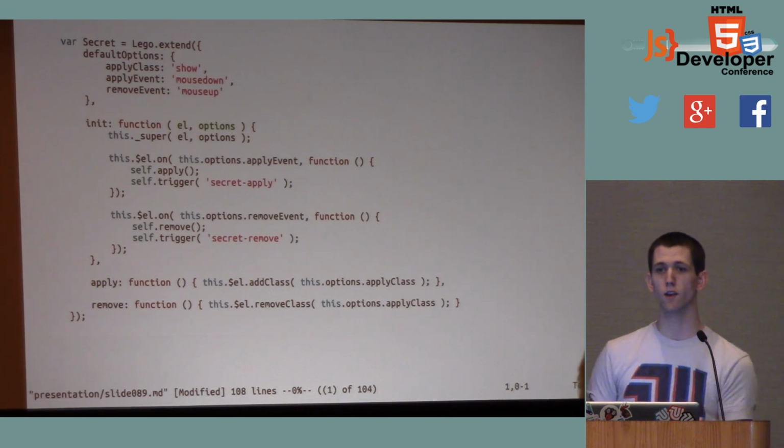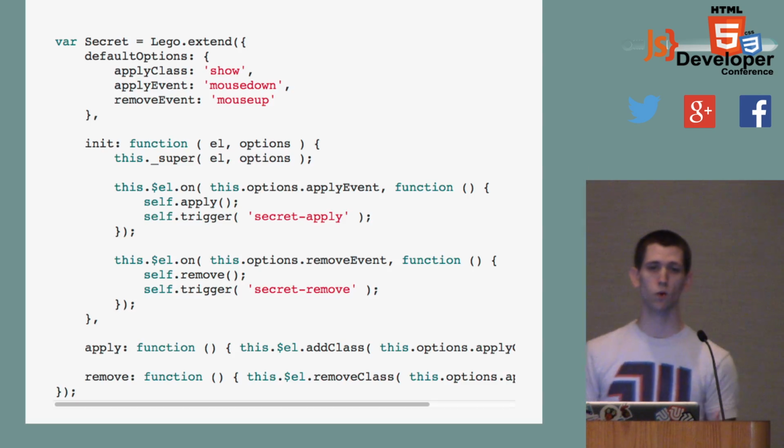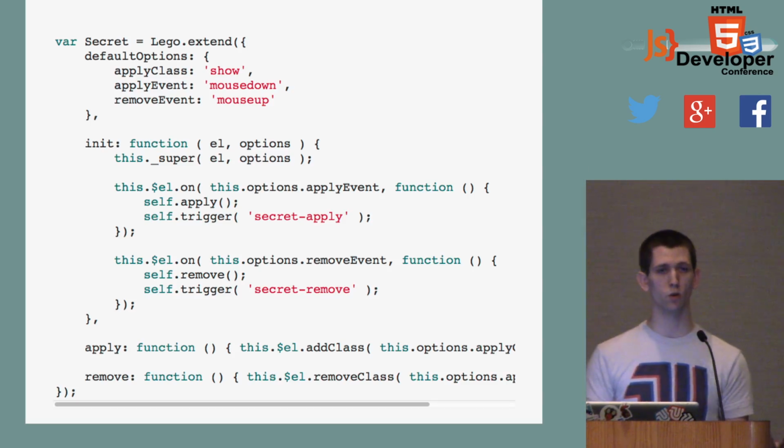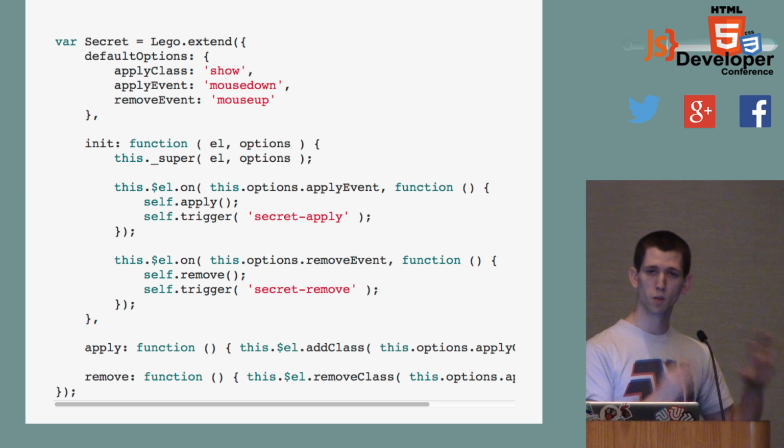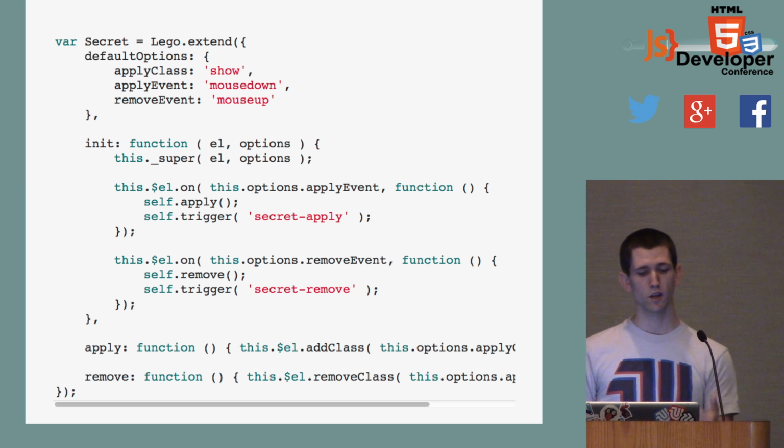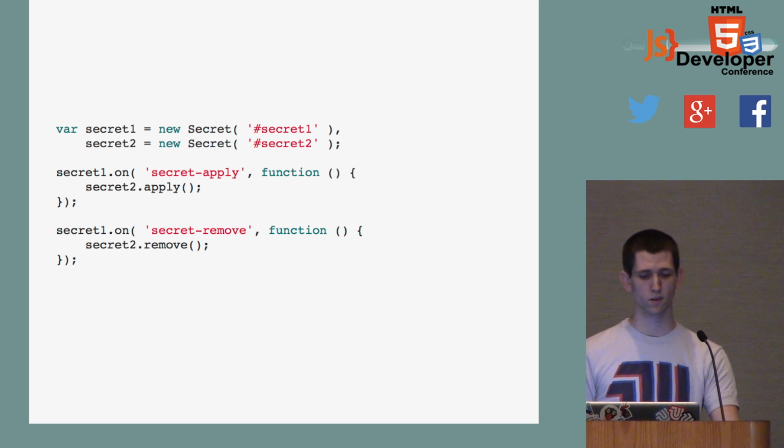So if we want to take these two components and let them communicate, we can take advantage of our events. Here's what the code looks like, right? We already had our class implemented, now we're using it. So we instantiate two of these things. One is the one on the left, two is the one on the right.